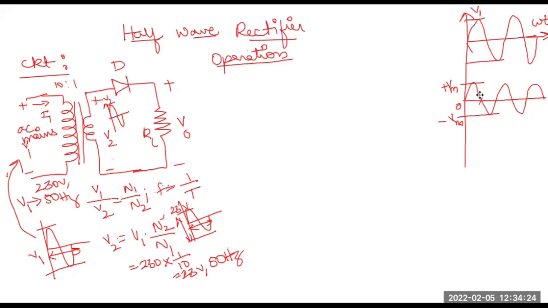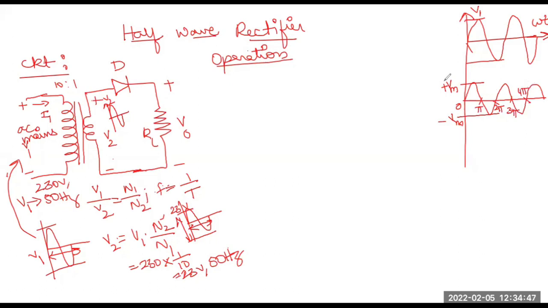It is represented by pi, that is 180 degrees. Then the negative half cycle extends from pi to 2 pi. Then if the waveform is repeated, the next positive half cycle extends up to 3 pi. Then the negative half cycle extends up to 4 pi.